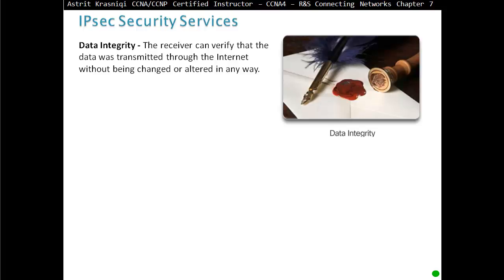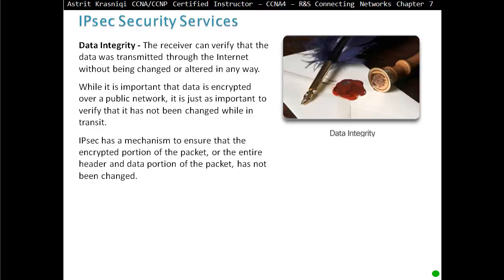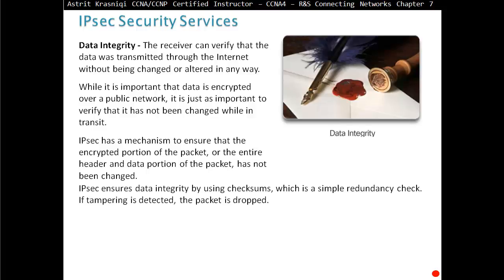Data integrity. The receiver can verify that the data was transmitted through the internet without being changed or altered in any way. While it is important that data is encrypted over a public network, it is just as important to verify that data has not been changed while in transit. IPsec has a mechanism to ensure that the encrypted portion of the packet, or the entire header and data portion of the packet, has not been changed. IPsec ensures data integrity by using checksums, which is a simple redundancy check. If tampering is detected, the packet is dropped.